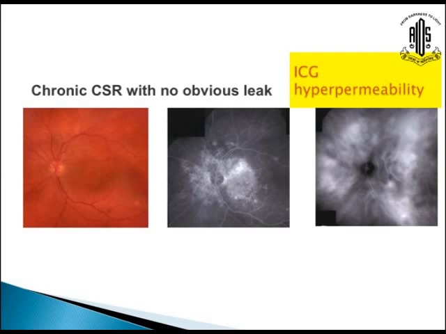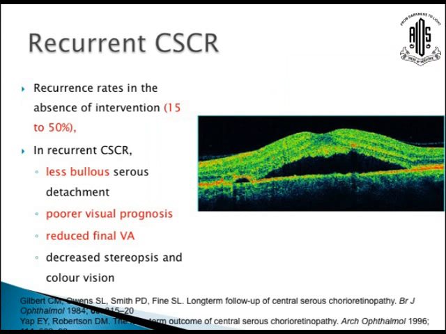With chronic CSR and no obvious leak on angiography, you see multiple areas of hyperpermeability in this ICG. So the question is whether to base your treatment on the ICG angiography or fluorescein, which we resort to mostly, fluorescein based treatment. Recurrent CSR happens in 15 to 50% of the cases of CSR, is less bullous, has a poorer vision prognosis, and reduced final vision compared to the acute CSR.